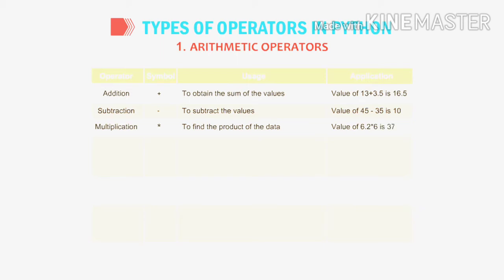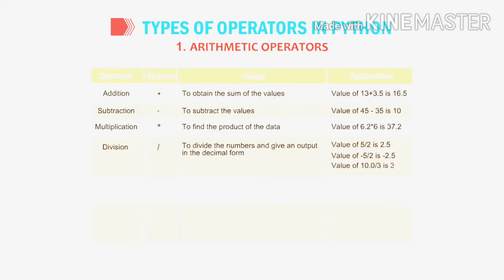It gives the product of two values. The fourth one is the slash, which is used for division. It gives the output in decimal form. That means with the slash, we will get the value in decimal form in Python. Clear? See, 5/2 is 2.5. Understand? The next one is the floor division.